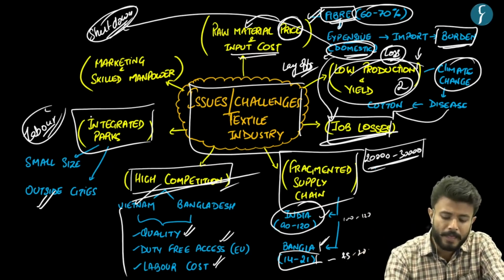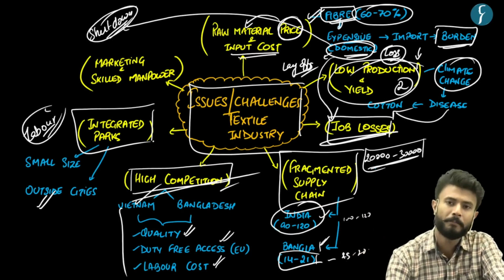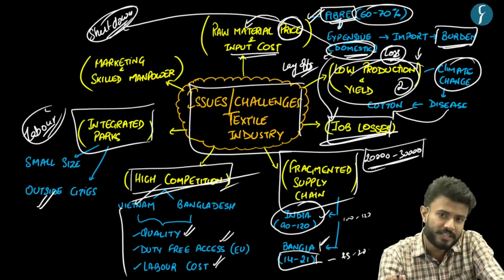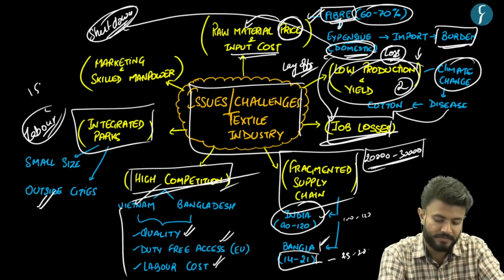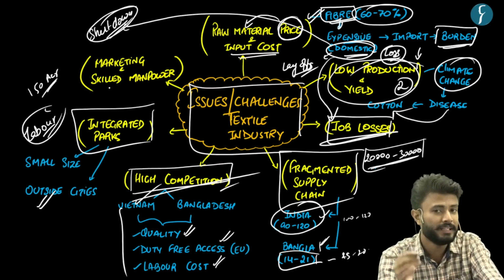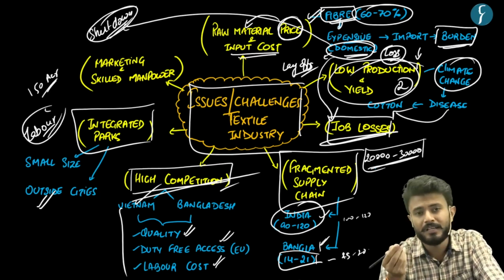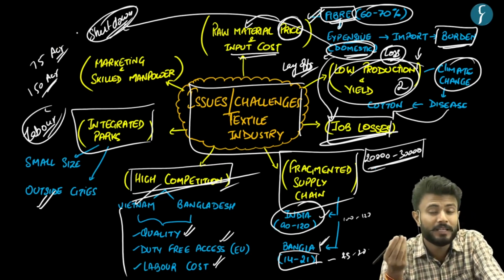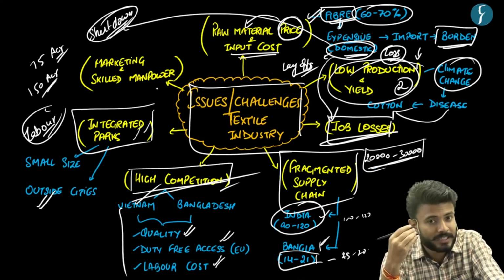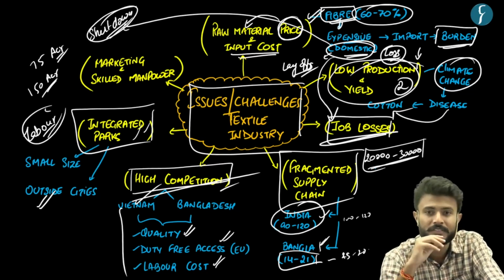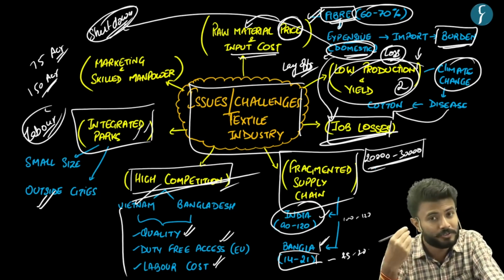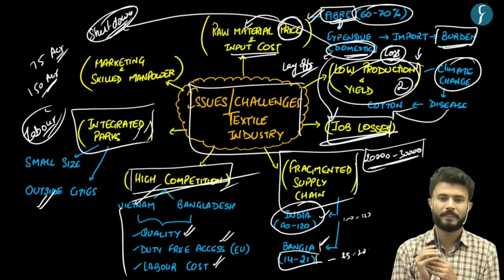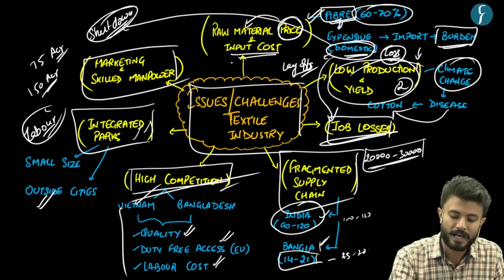Also, it was said that the integrated parks, when we compare India with our competitors like Vietnam and Bangladesh, in Bangladesh the average size of these integrated textile parks is around 150 acres. In India, this average size is just half, 75 acres. So that means integrated textile parks in India are also of smaller size. That means again the issues of capital, issues of technology, issues of land, all those issues are interrelated to each other, right? Then the issues of marketing and skilled manpower.